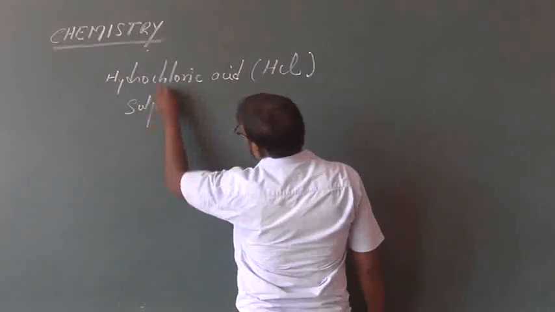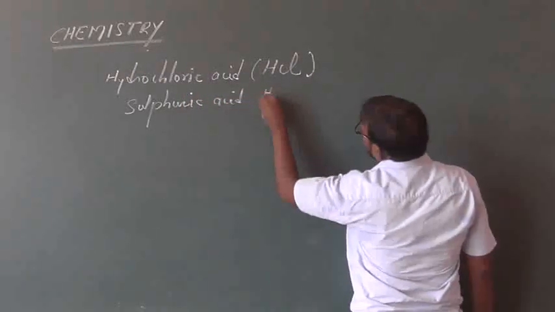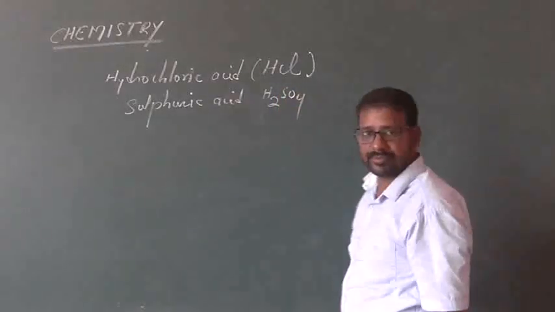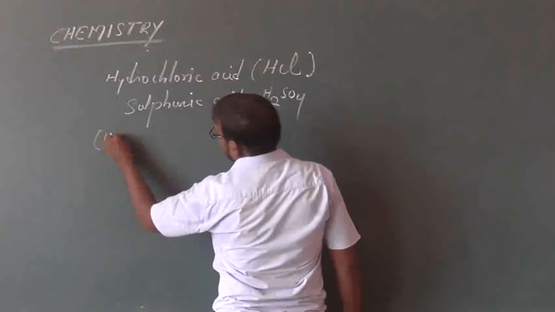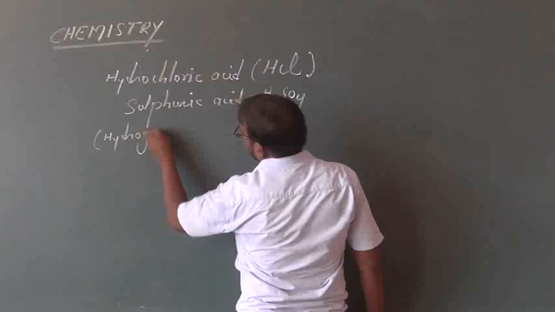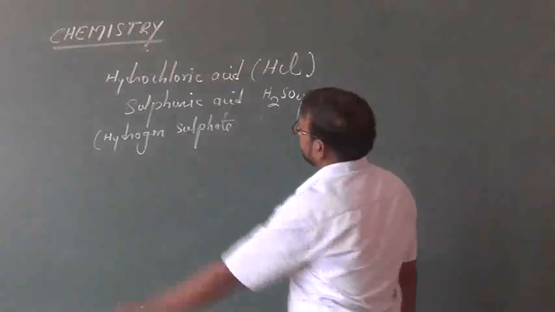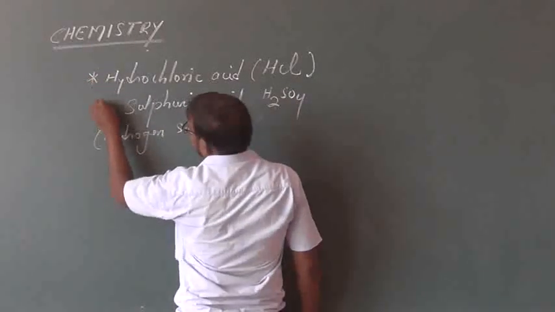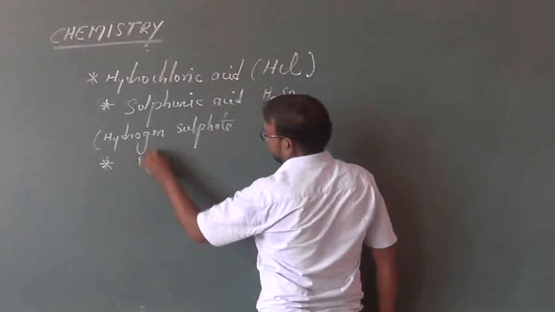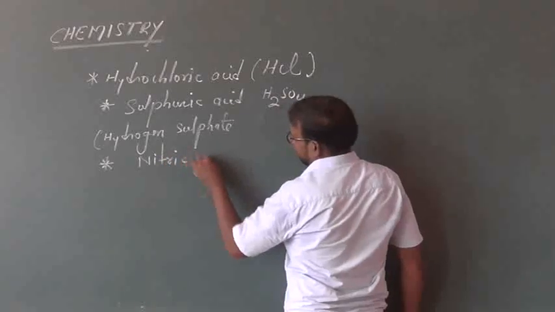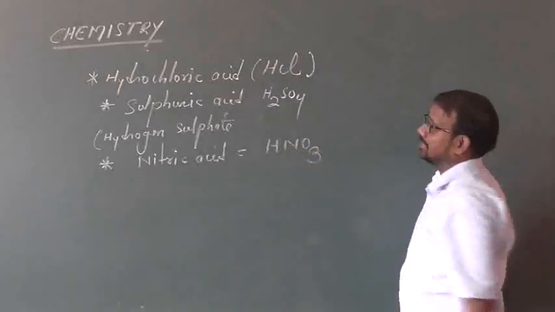And one more acid is there: sulfuric acid. What is the formula of sulfuric acid? H2SO4. Sulfuric acid, another name is hydrogen sulfate. That is the hydrochloric acid, that is the sulfuric acid. And another acid is there: nitric acid. What is the formula of nitric acid? HNO3.